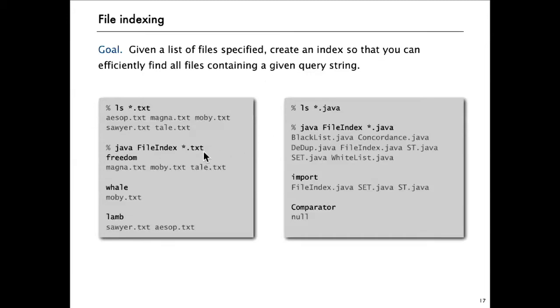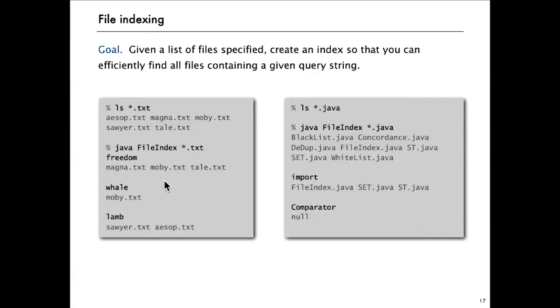In this small example, our client is going to be called file index, and say we're going to have 5 text files, and these are just pieces of literature. And so what we want to do is build an index from that set of text files. And then given a string key, we want it to print out the files that might contain that key. So for example, the word freedom appears in the Magna Carta and in Moby Dick and in Tale of Two Cities, all 3 of them, but not in Tom Sawyer and not in Aesop's Fables.